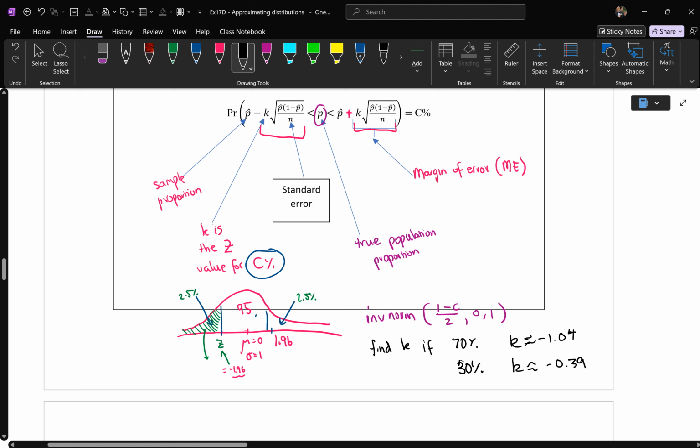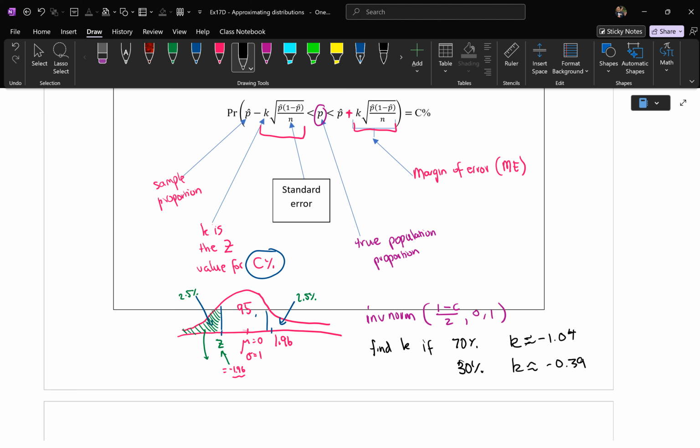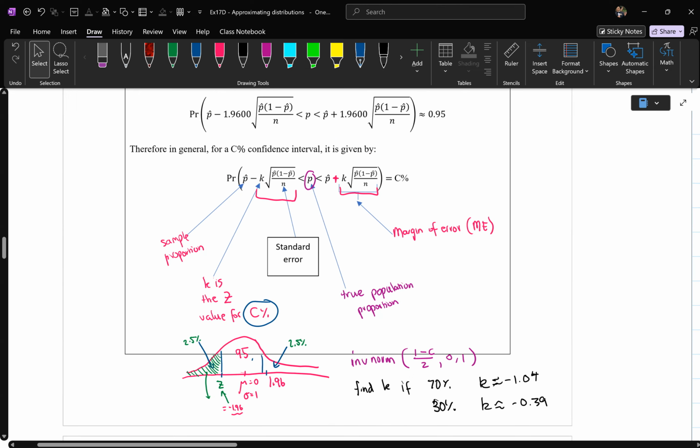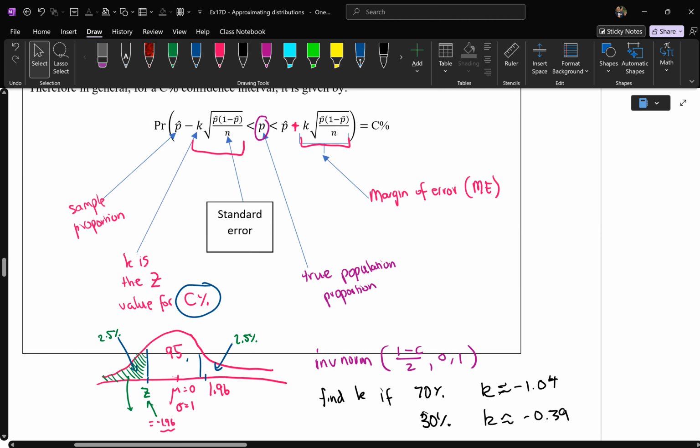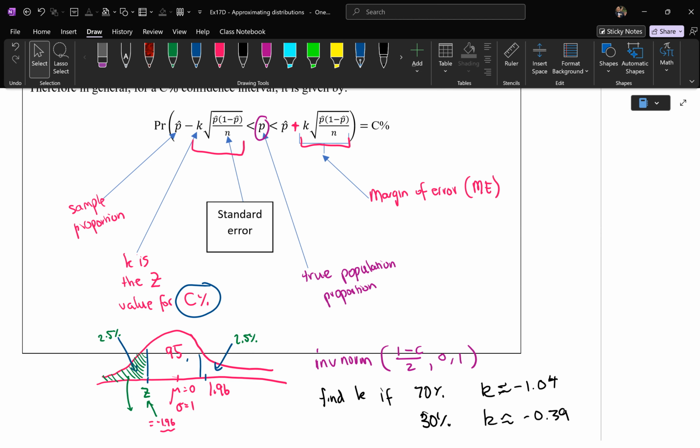Okay, so now we know how to find K, and how it relates to the normal graph. Great. Next bit. This entire thing is called your margin of error. And then this bit, what is this one called? What's this formula called? I know it says standard error there, but just in human language, what is that?